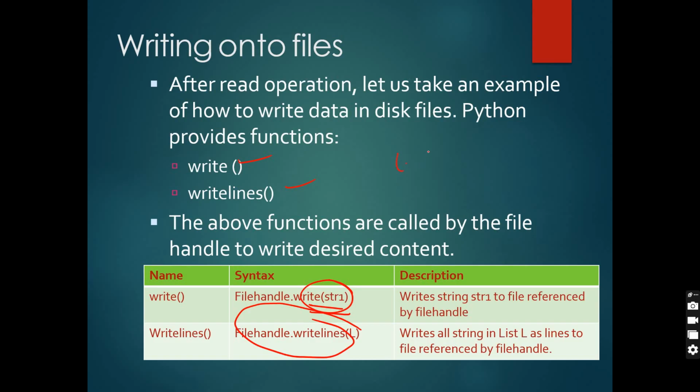Suppose a list contains three items, like Goa, and second Mumbai and Chennai. Like this, we have three cities. Okay, Bangalore. So like this, you have a list, and you want to write it using writelines. You can make use of writelines and pass this particular list. So this will write to the whole file.